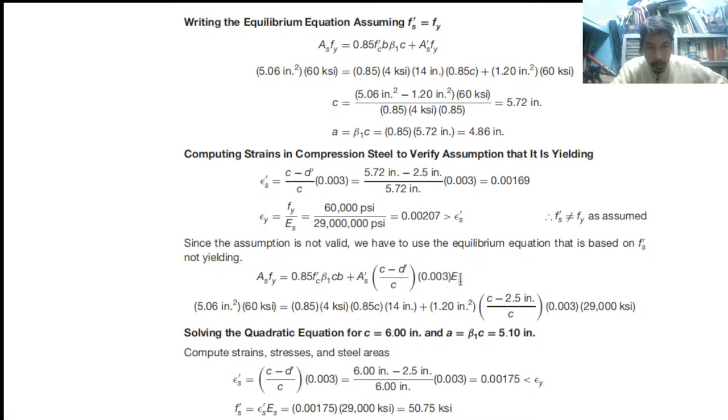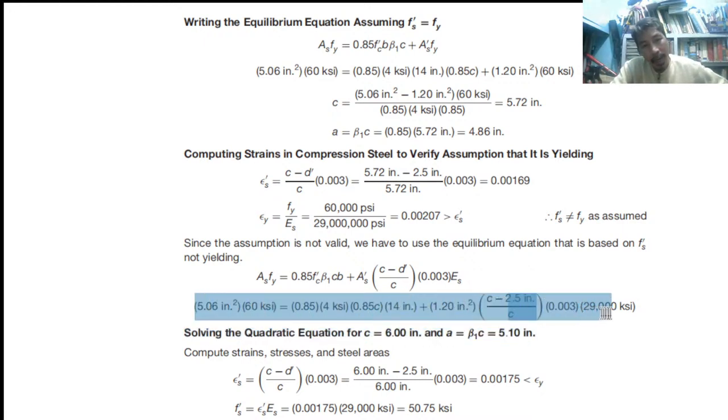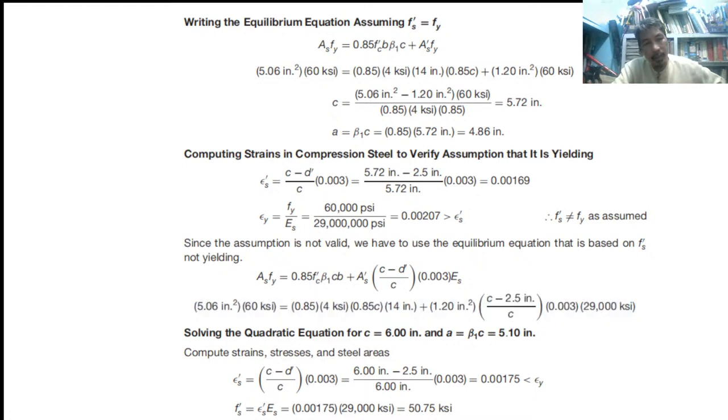So, replacing it, again, we have the value of C as the unknown. So, it is a quadratic equation. This is a quadratic equation. Okay, solving the quadratic equation. So, this equation, simplify. This is a quadratic equation. Okay, so solving that, C is equal to 6.